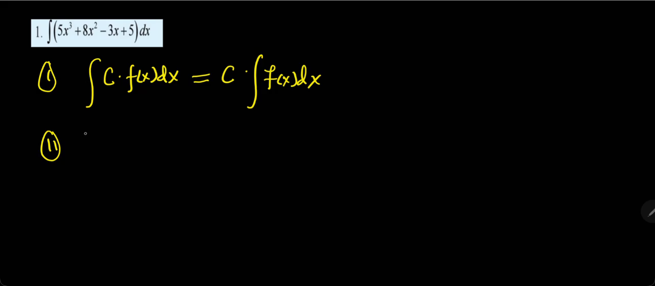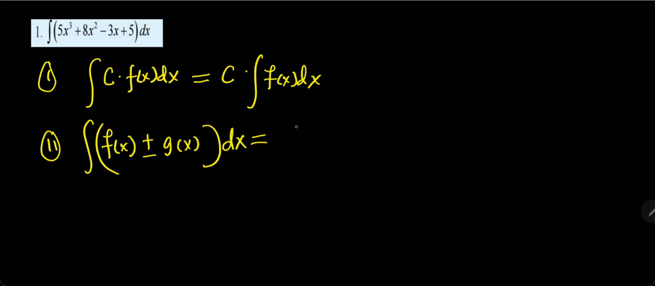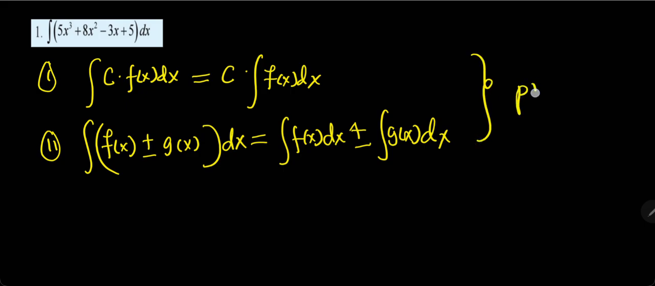Second property, if you are integrating the sum or difference of two functions, then this property allows you to integrate each function independently. Whether you are adding or subtracting will depend on the question, but you can integrate each function independently. These two properties are very important when doing integration. So in any kind of question, you can apply them if there's a chance to apply them. Now let's come back to our first example.